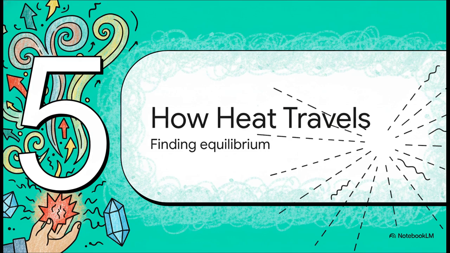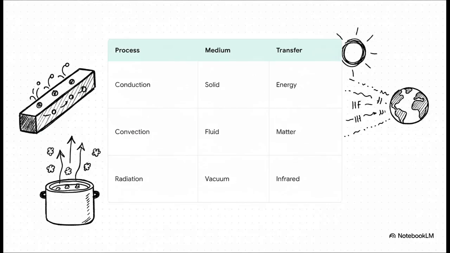And finally, Section 5, how heat travels. Let's look at the actual nuts and bolts of how this thermal energy moves from point A to point B to find that sweet spot of equilibrium. So, there are 3 primary modes of heat transfer. First up, conduction. This happens in solids. The energy just gets passed from vibrating particle to vibrating particle, but the matter itself stays put.